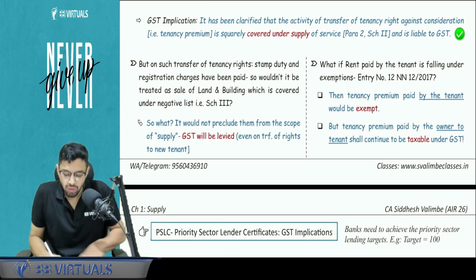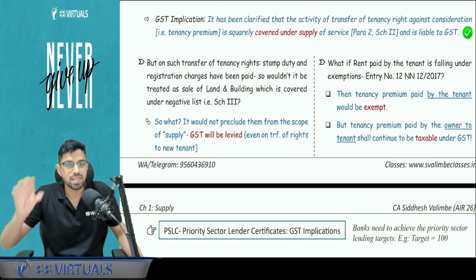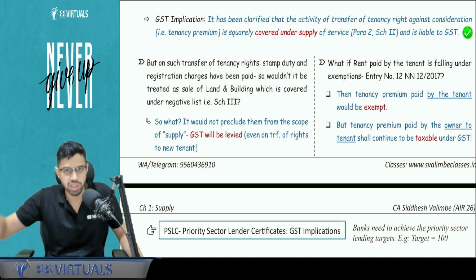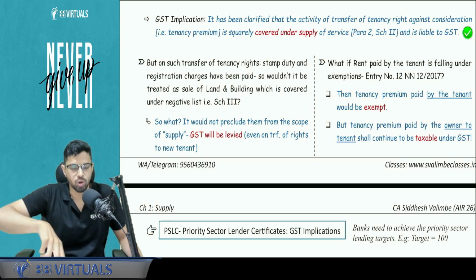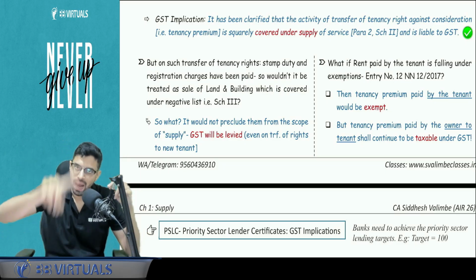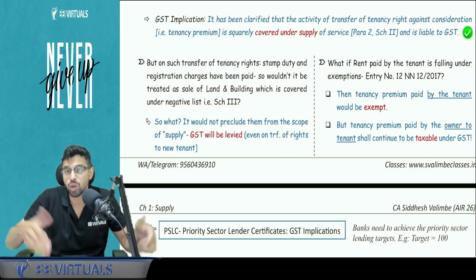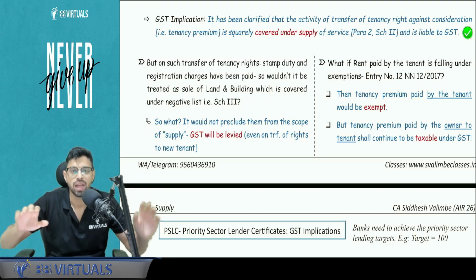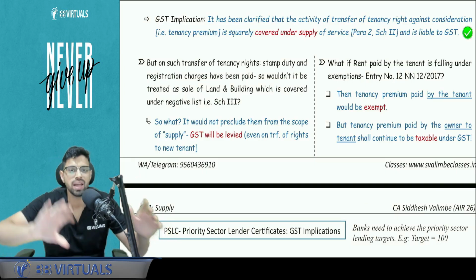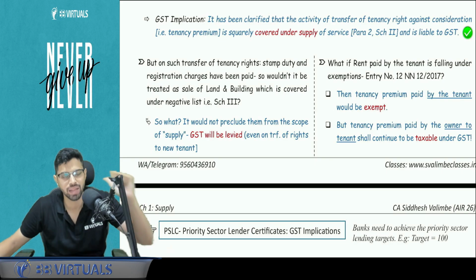Okay, now one thing the question will state that because of the local laws, the registration charges, like you get a property registered, you buy a property, you pay registration charges and you pay the stamp duty on it. So question will say that on the tenancy premium also, stamp duty and registration charges have been paid. So will that impact your answer that you have stated it is under GST? Answer is no. Just because registration charge and stamp duty has been paid, this does not change the nature of the tenancy premium. It is still a supply of service. It is still under the ambit of GST.